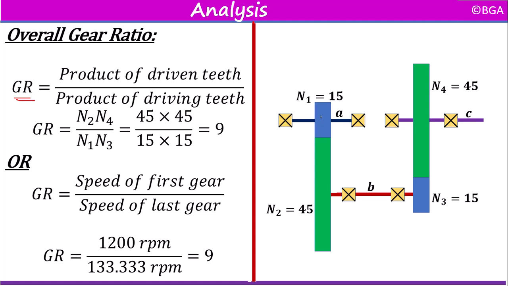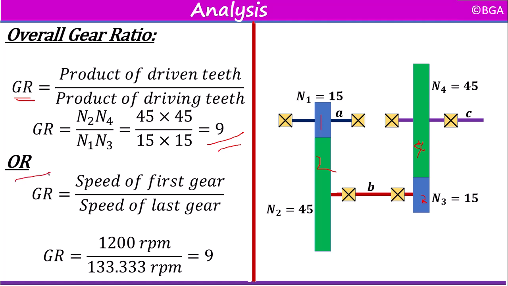So here is gear 1, don't forget this is gear 2, and this is gear 3, and this is gear 4. So in this situation, gear 1 and gear 3 are the driver gears, and gear 2 and gear 4 are the driven gears. So the product of the number of teeth of the driven gears is N2 multiplied by N4. The product of the driving gears is N1 multiplied by N3. So if you do so, you get the overall gear ratio of the system to be 9.